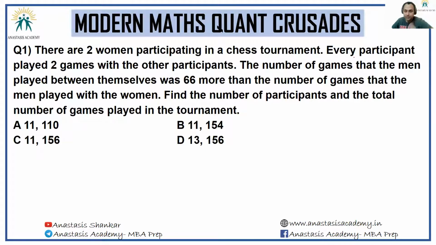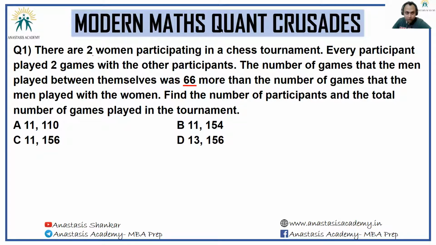There are two women participating in a chess tournament. Every participant played two games with other participants. The number of games that men played between themselves was 66 more than the number of games that the men played with the women. Find the number of participants and the total number of games played in the tournament.